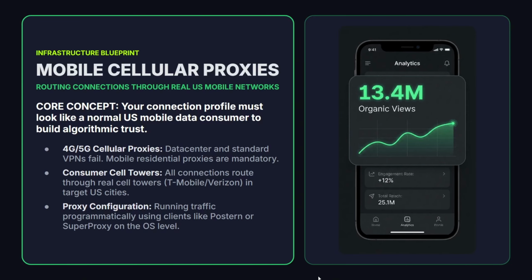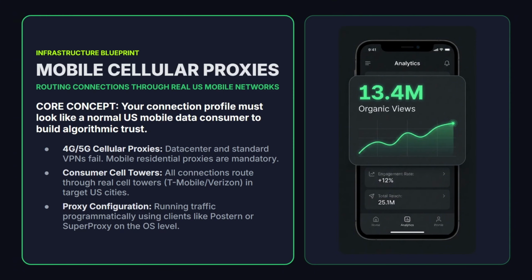Once you have clean physical hardware, you have to route your digital plumbing. Data center IPs are dead. We must use high quality 4G or 5G mobile cellular proxies. A high grade mobile proxy routes your phone's internet connection through an actual consumer cell tower owned by carriers like T-Mobile or Verizon in your target US city. To the platform's network inspectors, your phone looks identical to a real consumer browsing on their mobile data plan.